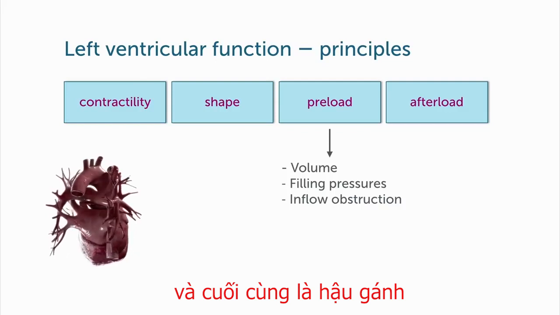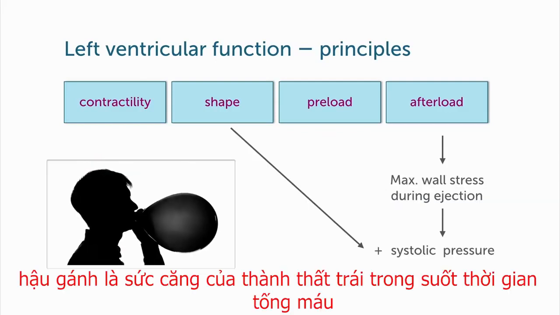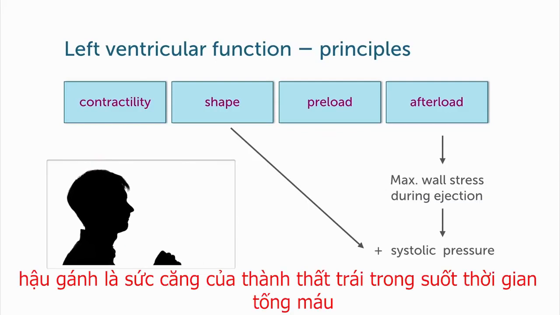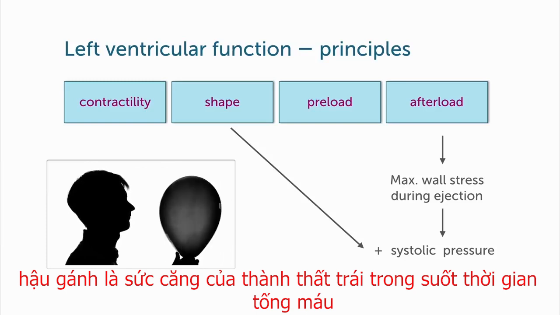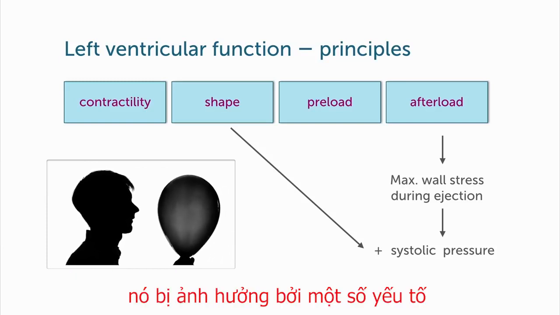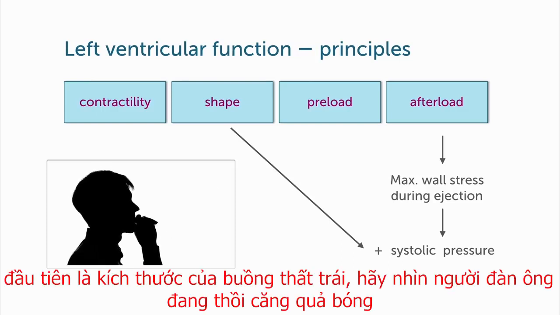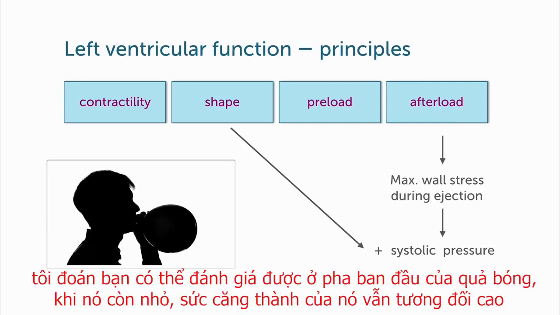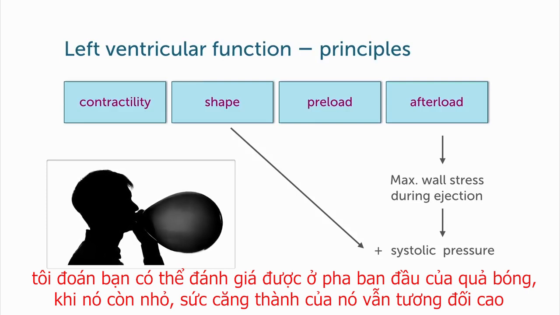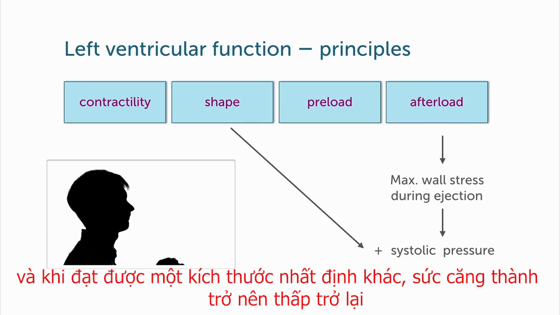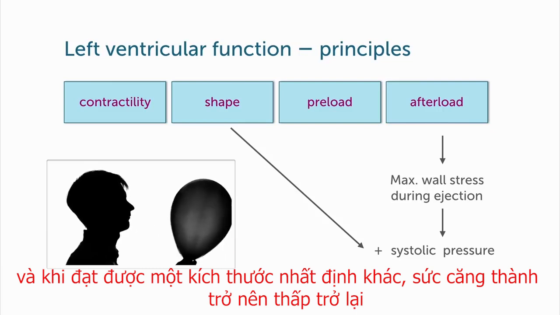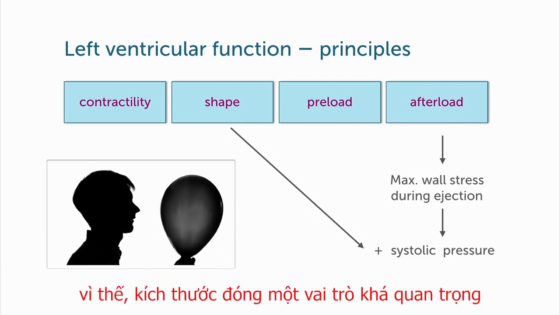And finally, afterload. Now, afterload basically is the wall stress of the left ventricle during the time of ejection. This is influenced by a number of factors. First of all, by the size of the ventricle. Take a look at this man who is blowing up the balloon. I guess you can appreciate that at the initial phases of blowing up the balloon, when it is still small, the wall stress is still relatively high. Then once it reaches a certain size, the wall stress gets less again. So size plays an important role.